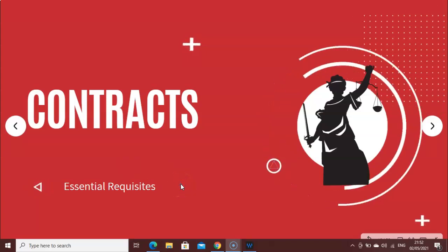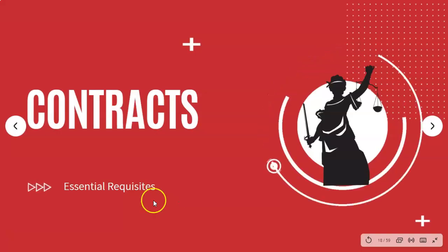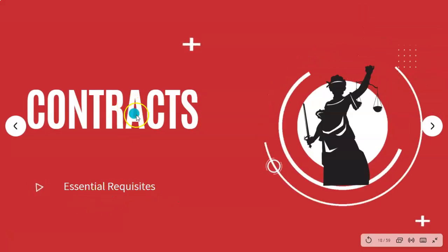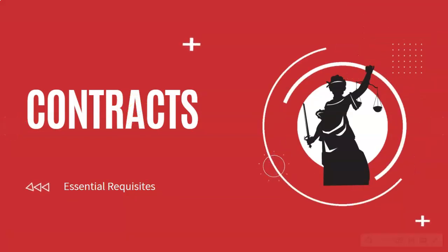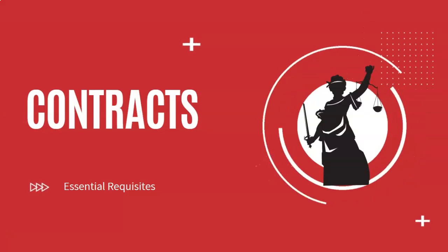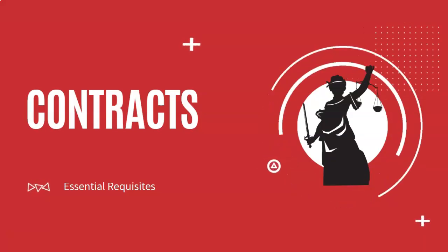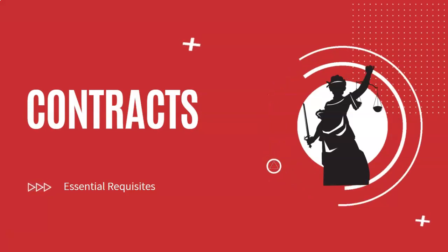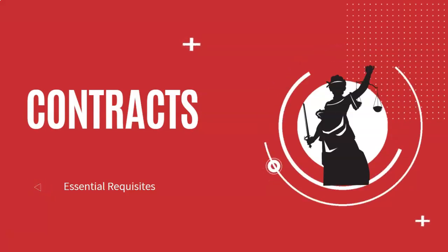Okay, hello everyone. In this video, as promised, we will be discussing the essential requisites of contracts. As discussed in the previous video, the essential elements are those necessary for the very existence of the contract itself, and the absence of any one of these essential elements will prevent the creation or existence of a contract.